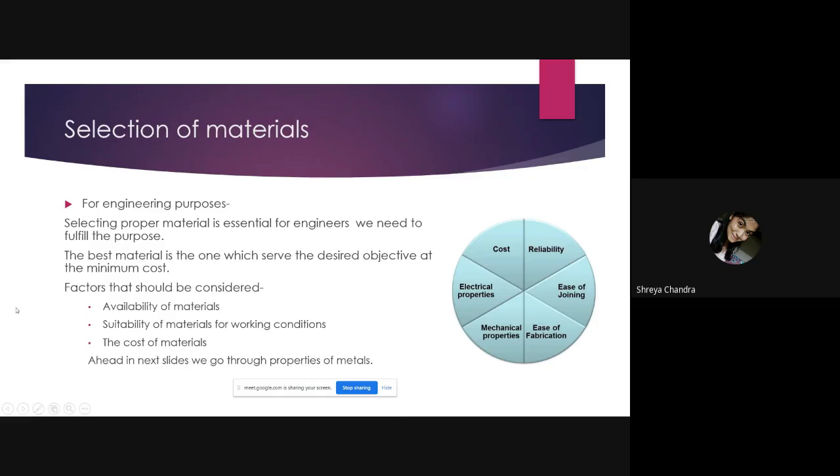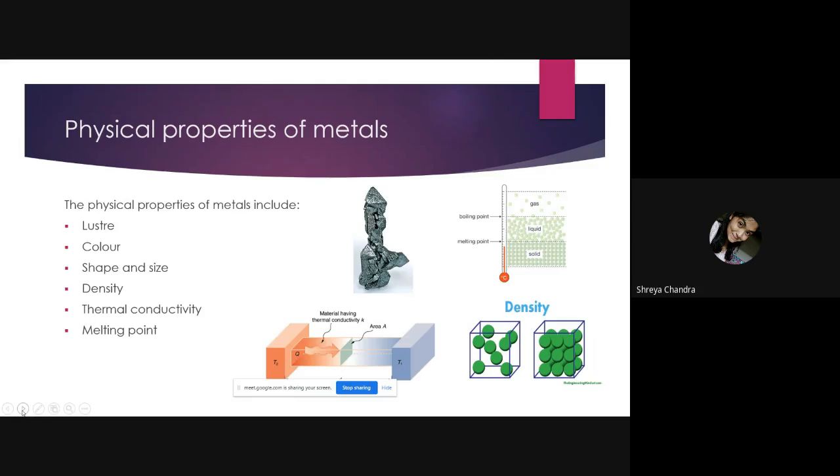Now coming to the ease of application. What do you mean by ease of application? The material which we are choosing for our need and for our purpose must have ease of application, meaning it can be easily machined, or we can cut, weld, or effortlessly assemble the product. That is all about ease of fabrication. And we should also check the mechanical properties like strength, hardness, stiffness, and so on, and electrical properties like conductivity, resistivity, etc.